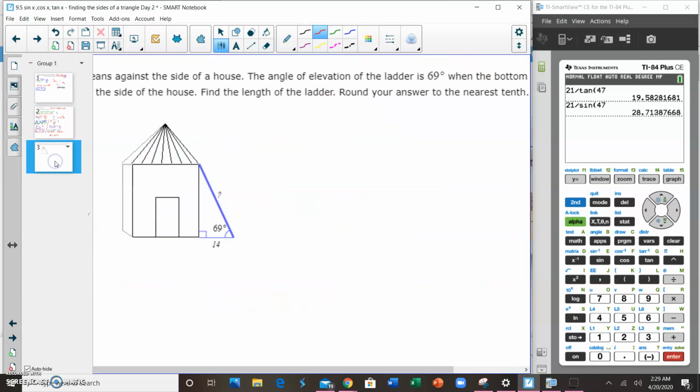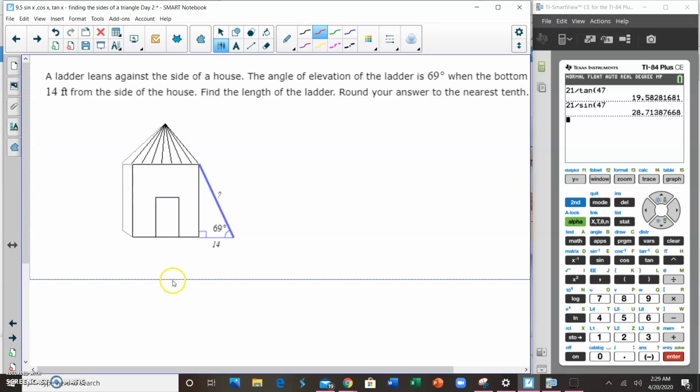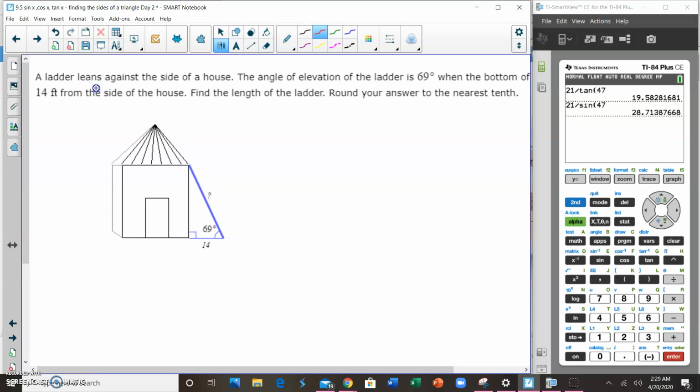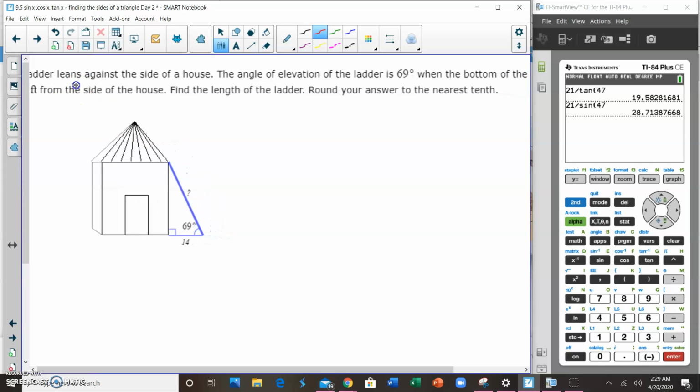Okay, last problem. All right, so here is the problem. A ladder leans against the side of a house. The angle of elevation to the ladder is 69 degrees. So here's my 69 degrees right here. When the bottom is 14, oops, I think I'm missing part of the problem. Oh yeah, okay.